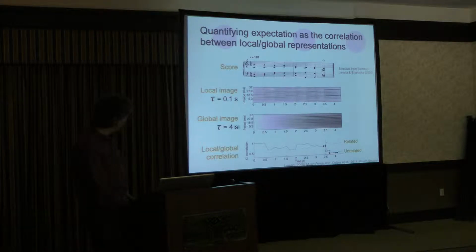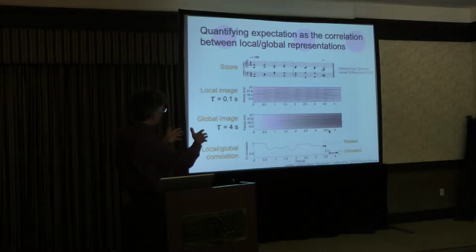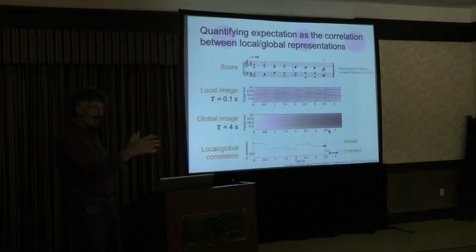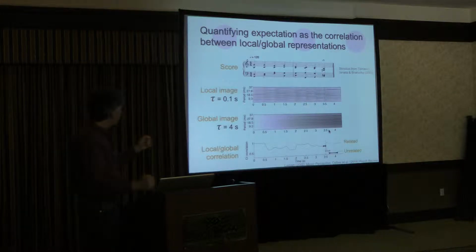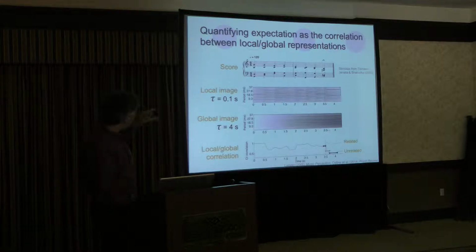in the sequence. And then here's what we're calling the global image, which is integrated with a longer time constant and therefore provides a more stable estimate of what key you're in. Okay? And now here's the critical thing. This is going to be the measure of expectation. You can ask, how well does the momentary image, how well does the local image fit with the global image? How well does it fit into the context?